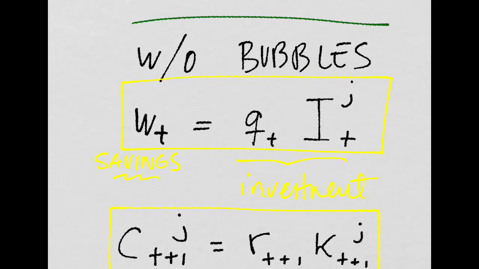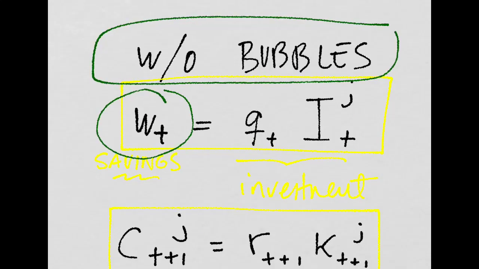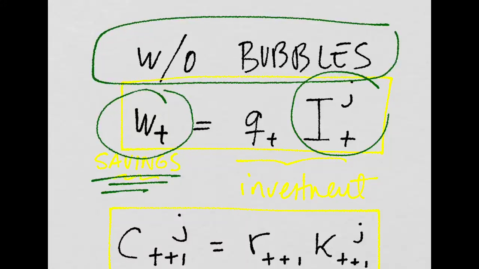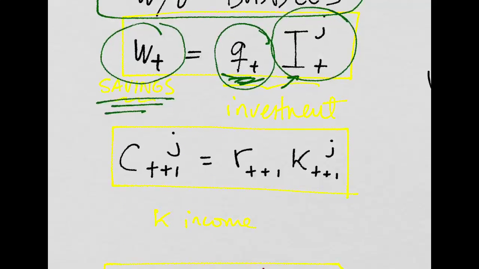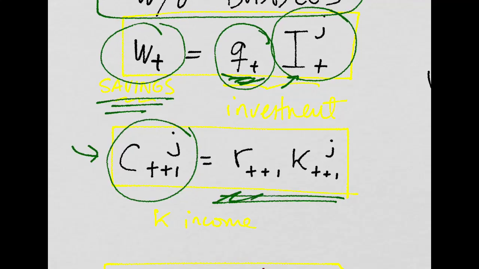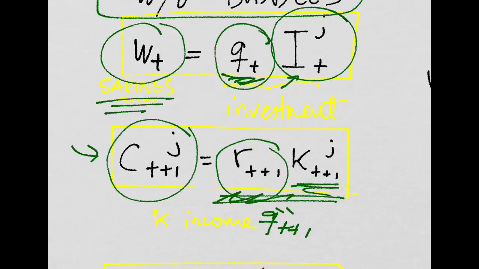Now, if you're a country without bubbles, you're going to invest all your wage because these are all the savings you got in investing, but you have to pay each investment unit costs you QT, the price of capital. Now, how much are you going to consume in the future, which is what you care about? That's why you save it all. Well, you're just going to consume the income that you derive from that capital, which is just going to be the interest rate, which is QT plus 1. So you're going to sell that capital and you're going to consume the incomes you get from that capital.